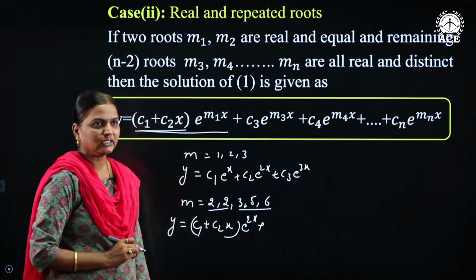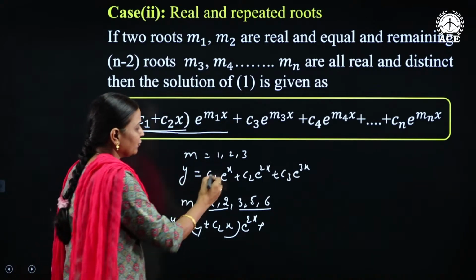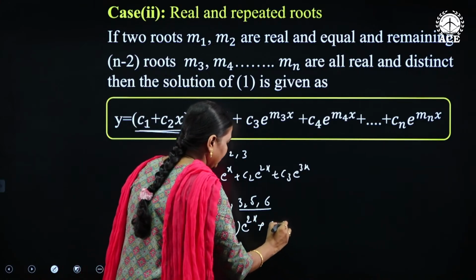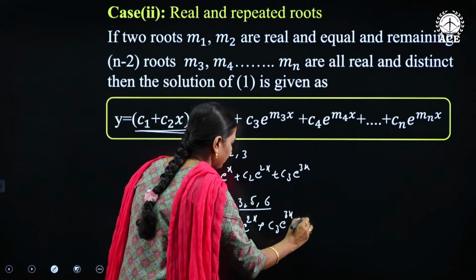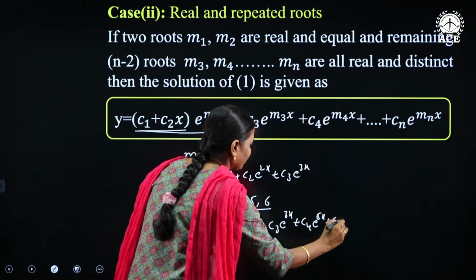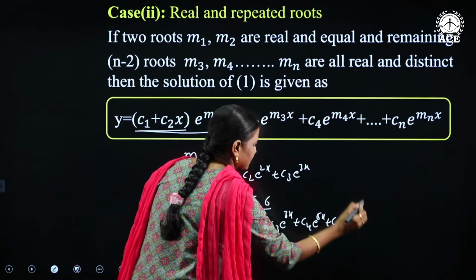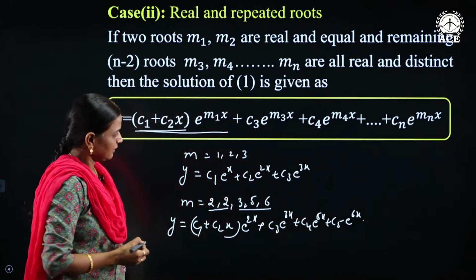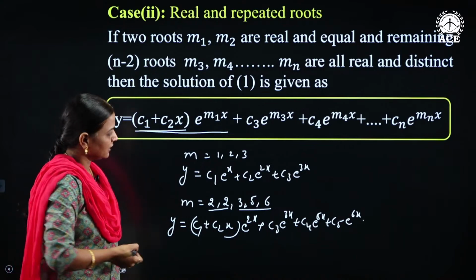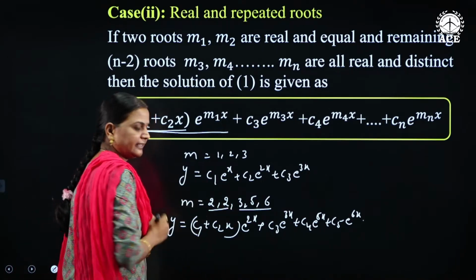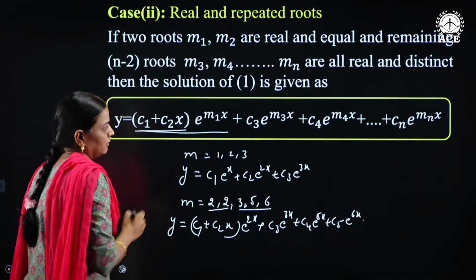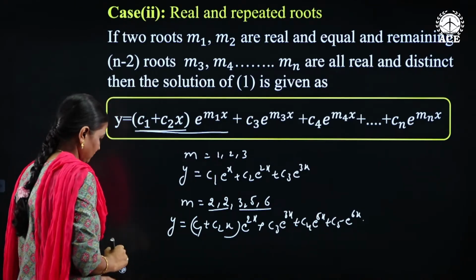Next 3 roots are distinct roots. And using the previous case, so how to write? That is equal to c3 into e power 3x plus c4 into e power 5x plus c5 into e power 6x. This is the procedure to write the general solution when the roots are repeated and distinct. So this is the solution of a given differential equation.